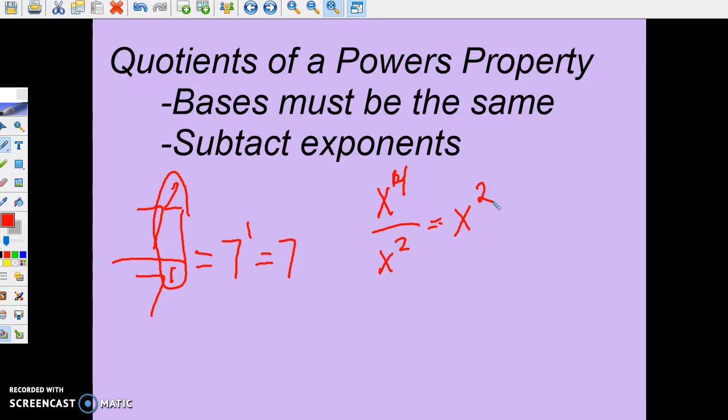The one thing that you have to make sure you note is that the variable x, if a variable is given, cannot be 0. You cannot have something like 0 to the fourth power over 0 to the third power. 0 is that special base where 0 to any power is still 0. So we can't have this because 4 minus 3 is going to be 1, and 0 to the first power is still 0. So that base can't be 0.